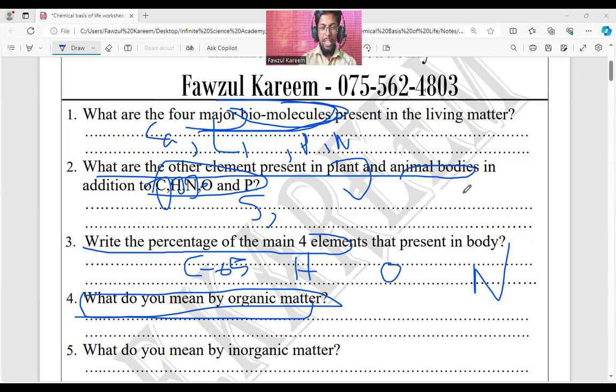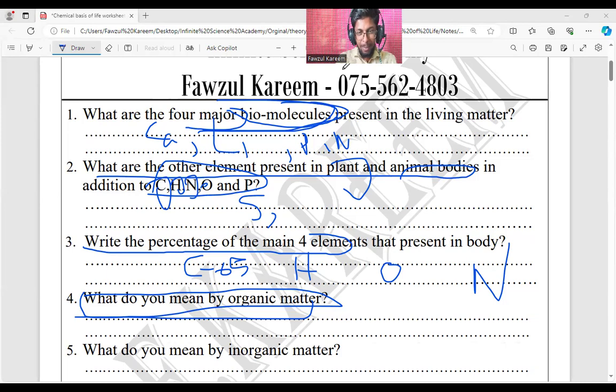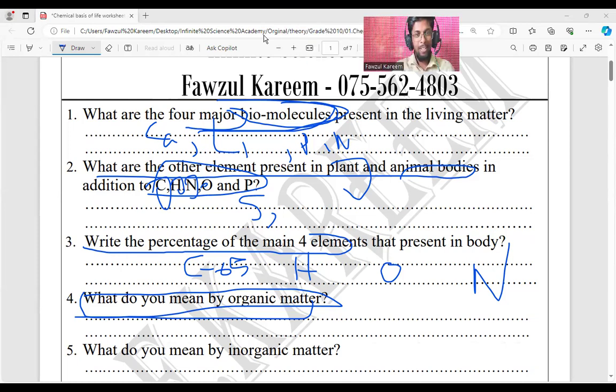Can you say, my dear? What do you mean by organic? Only one of the students is sending the answer; the others are being silent. Right, very good. The organic matter means the compound which has carbon. Organic contains carbon. Yes, very good.